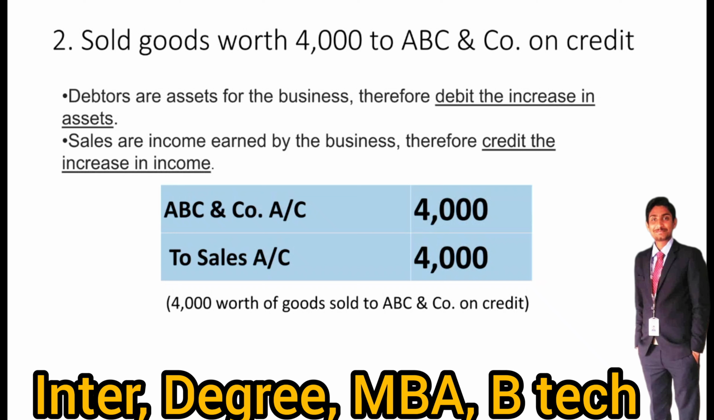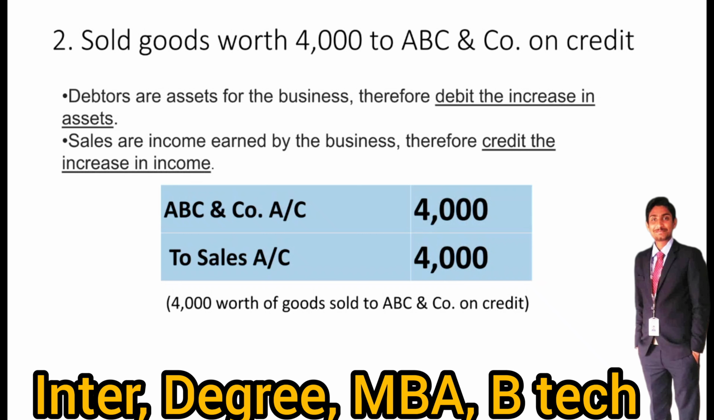And another one is sales. If sales happen in the business, it generates revenue. If revenue increases, we mention it on the credit side of the transaction. So the journal entry is: ABC and Co account debit to Sales account. The narration is: 4,000 worth of goods sold to ABC company on credit basis.